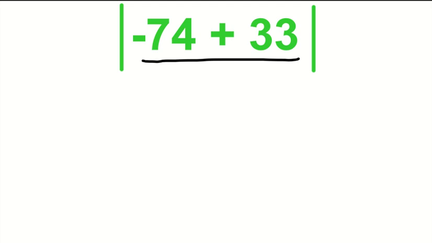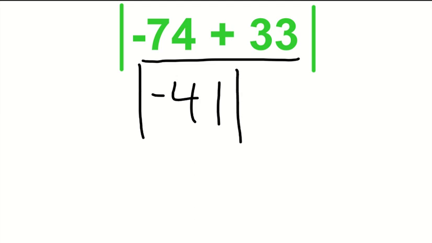What do we do when the signs are different? Subtract. So 74 minus 33 is going to be 41. We use the sign of the bigger number, so that's negative 41. We do the math on the inside before we do anything with absolute value. That absolute value is still there. Now what we do is take the absolute value of the answer. So what's the absolute value of negative 41?